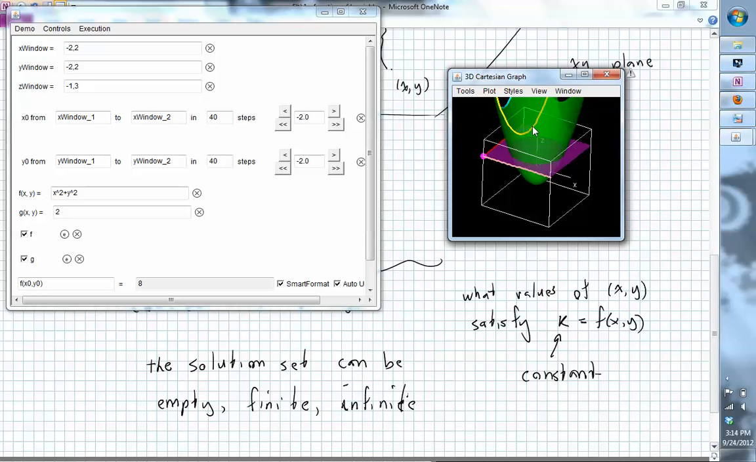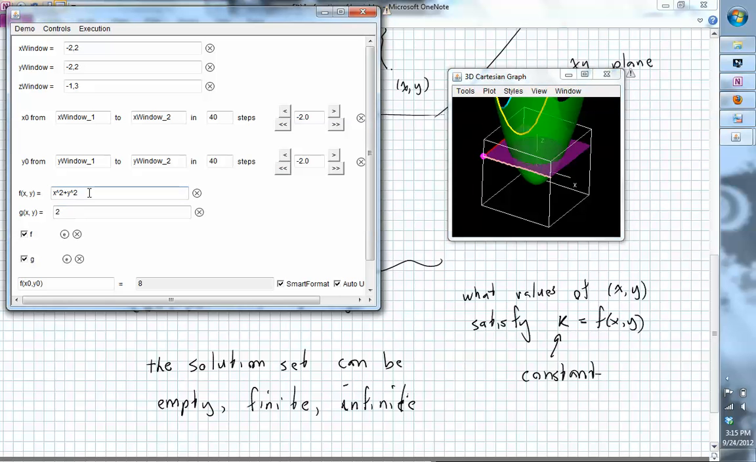Let's look at a slightly more interesting one here. What happens if, let me see if I can get a little bump in the middle here, plus 5 maybe? No, 5's too much. 1.5 cosine x squared plus y squared.